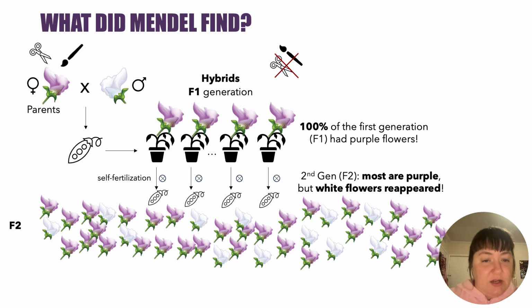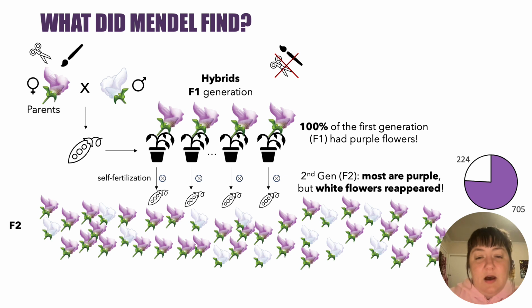So yeah, in the second generation, the F2 generation, most of the plants are purple, but the white flower phenotype reappeared. And this is the ratio that he got in his study. So 700 plants had purple flowers, and 224 plants had white flowers, which is a 3-to-1 ratio. Another way to represent that is 75% purple and 25% white.